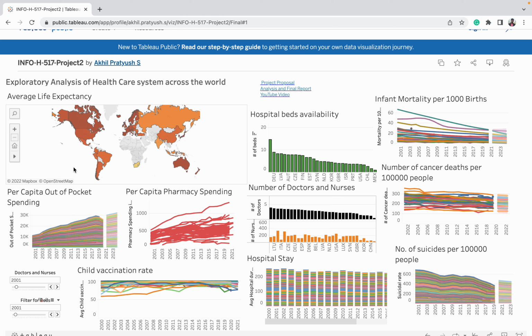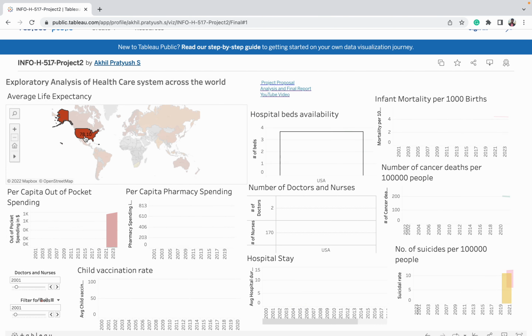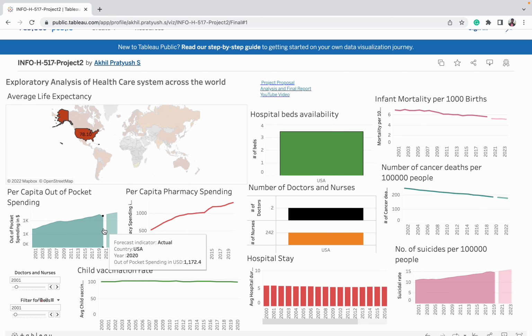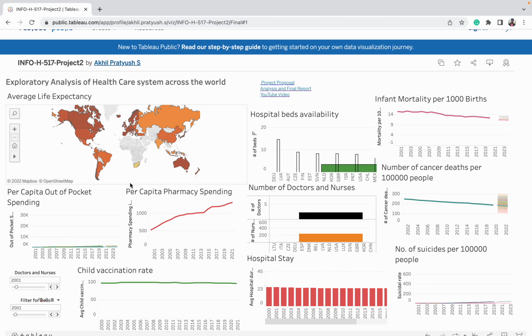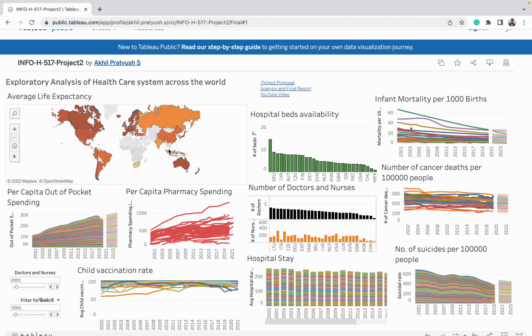For average life expectancy, we have taken a map, which explains how life expectancy has been improving across the world. It's a heat map as well. If you click on one country, it shows you the life expectancy. Apart from that, this life expectancy map acts as a filter as well. If you click on a country, it automatically applies the filter to the entire dashboard so that you can see the information across all the views. We have also added a lot of information which will be explained by my teammates from now on. I'm handing it over to Babu right now.